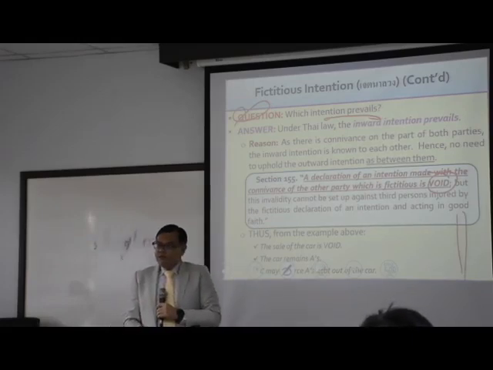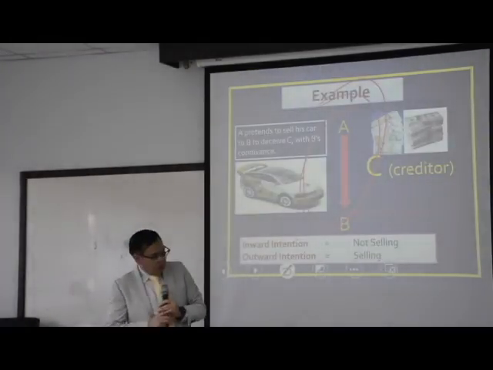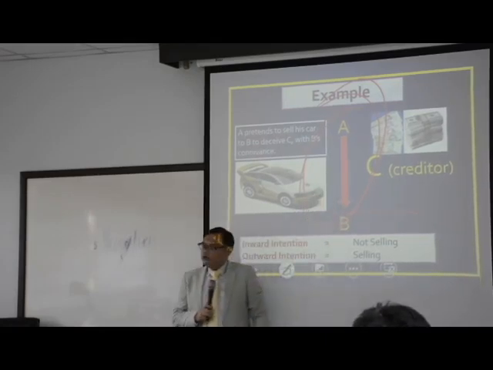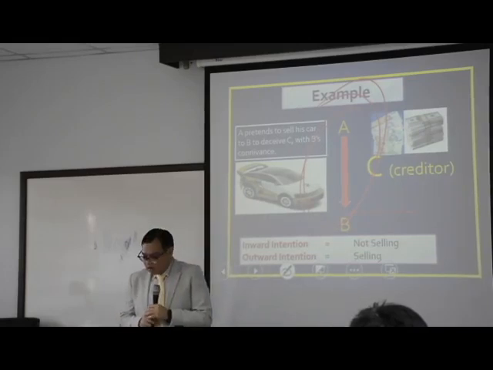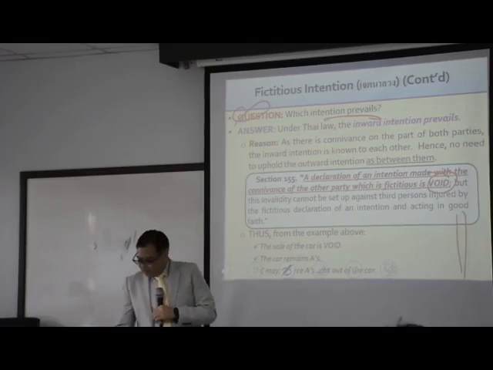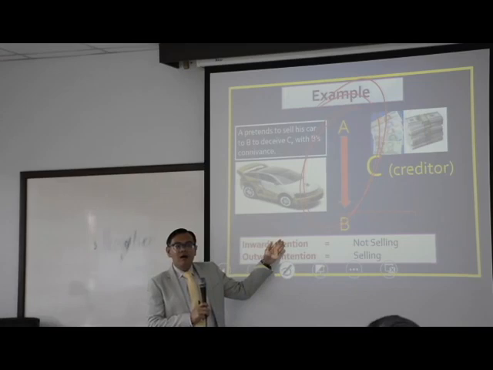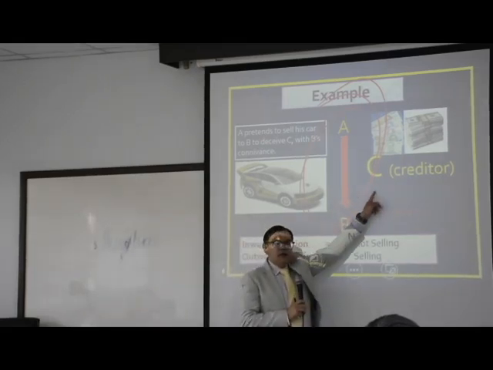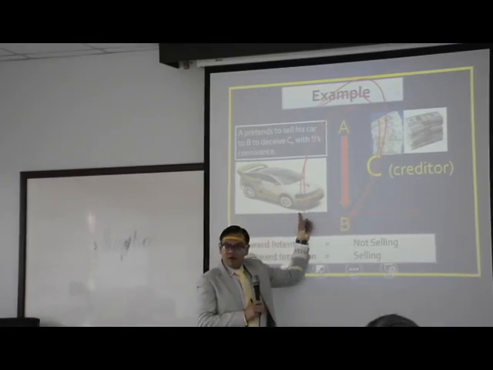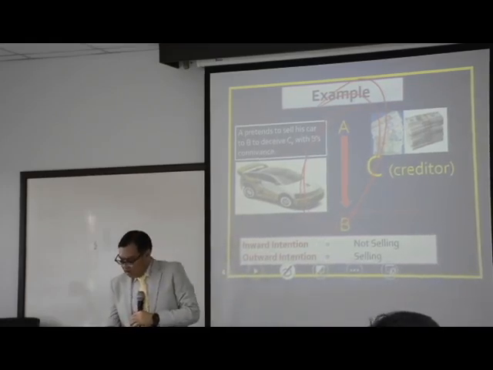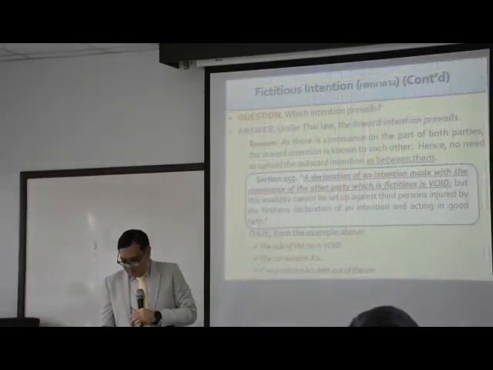So the consequence of this situation, if we go back to the diagram here, is that the sale between A and B is void. So we have to treat it as if there is no sale between A and B. When there is no sale between A and B, then the car belongs to whom? The car remains A's car, not B's car, right? When the car remains A's car, that means that C, who is the creditor, can enforce the debt out of this car. So in the real world, we witness this kind of fictitious intention like this.